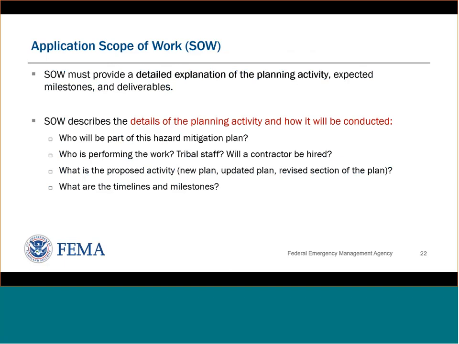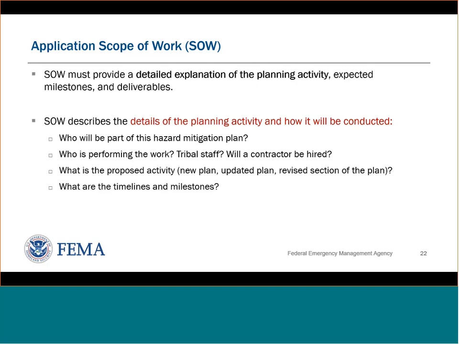So who's part of that hazard mitigation plan? Is it existing staff, a team of 5 that will be working on it? Who's performing that work? Is it tribal staff? Are you hiring a contractor or consultant to write the plan? And then what's that proposed activity? Is it a new plan? Is it a plan update? Is it a section that's going to be revised? Is it just incorporating information from one portion into another plan? And then from there, what are those timelines and milestones that need to be worked out to make sure that your actual scope of work is accomplished?